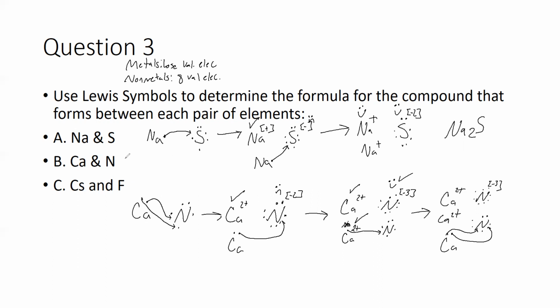So the molecular formula for when calcium and nitrogen interacts is Ca3N2, right? For this to be a neutral compound, you need 3 calciums. Let me write that 3 a little better. You need 3 calciums and 2 nitrogens. So before I move on to CsF, which is way easier than B, any questions about B?